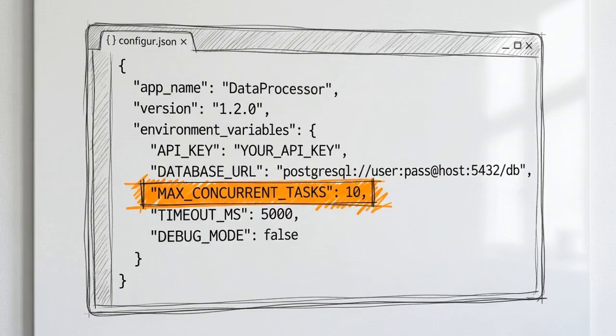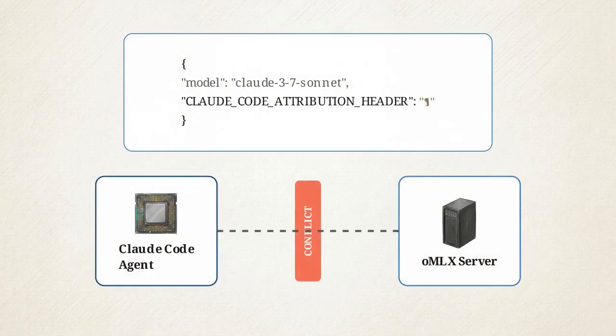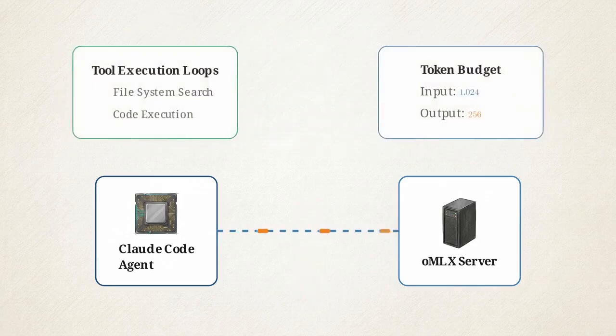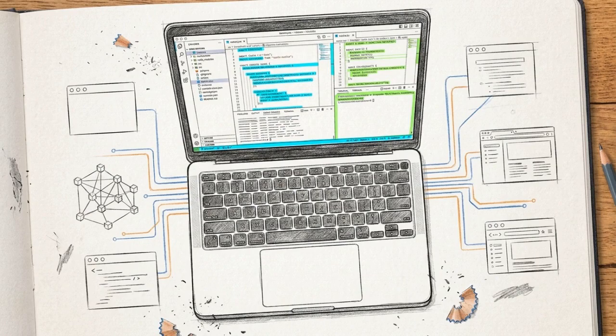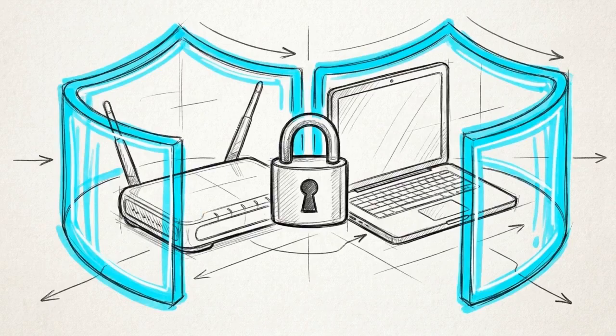This code editor layout shows the precise environmental override required. Inside your Claude settings file, you must explicitly inject this flag, setting the attribution header to 0. This manual intervention bypasses the conflicting logic. Resolving that final flag ensures your agent can accurately track its token budget during deep tool execution loops. Now you can run sustained agentic workflows on your own hardware, keeping your proprietary code entirely within your local network.